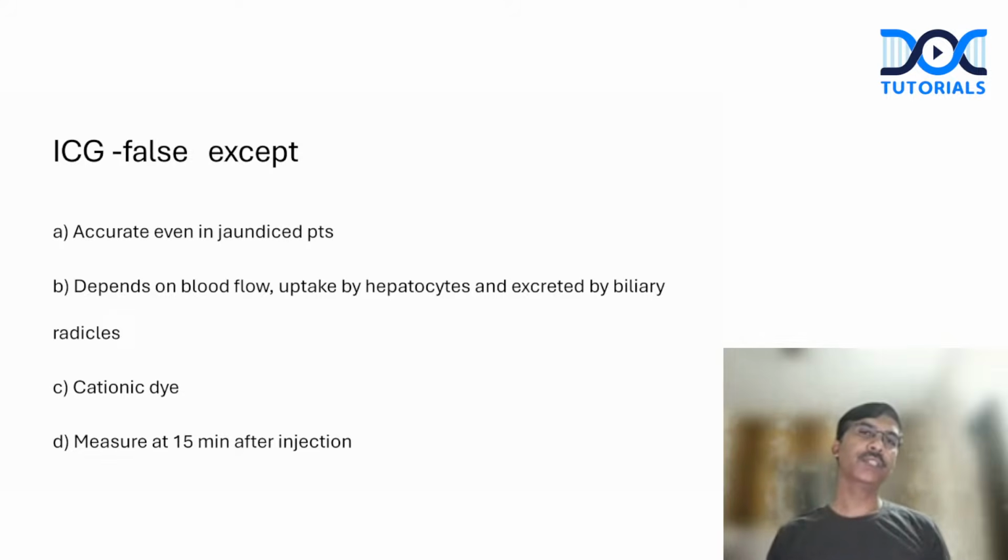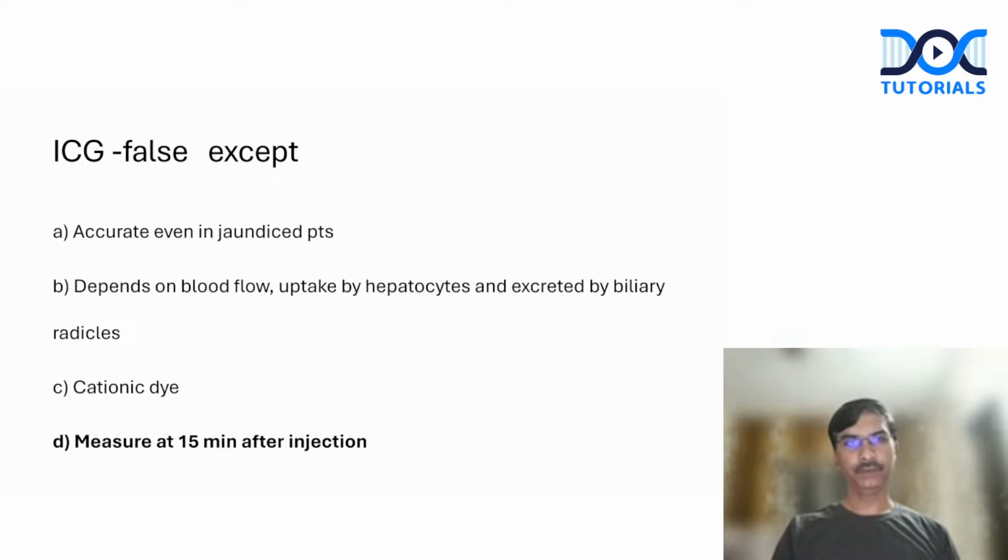It's injected and it's measured with a light emitting diode. 15 minutes because of its half-life. And the ICG, indocyanine green, is taken up by the hepatocytes through blood vessels and it's excreted without any change. Okay, so partially it is excreted by the biliary system, partially it is excreted by other means too. So the most appropriate option here is that it is measured 15 minutes after injection.